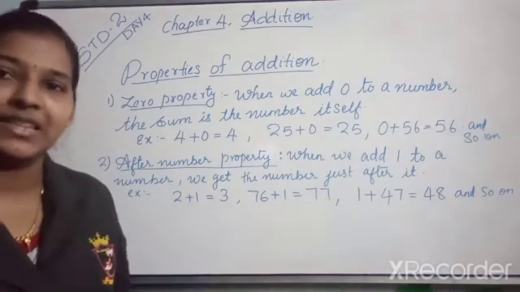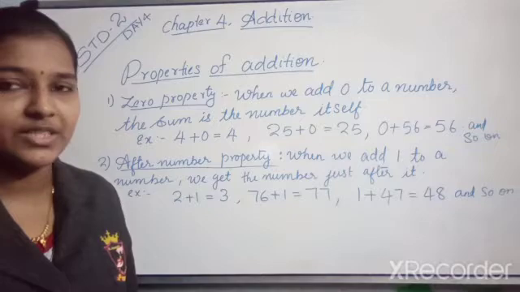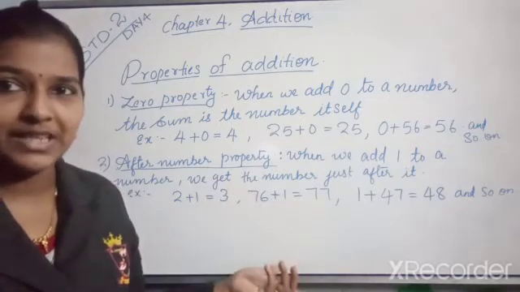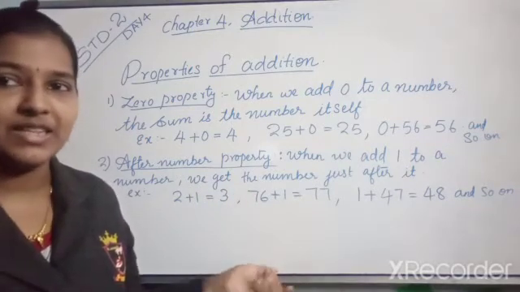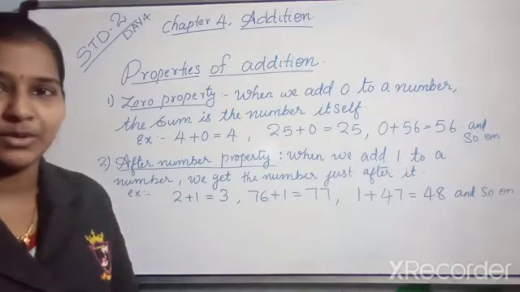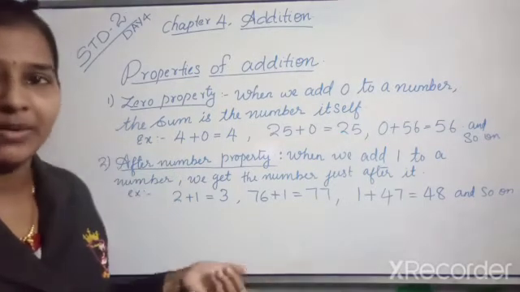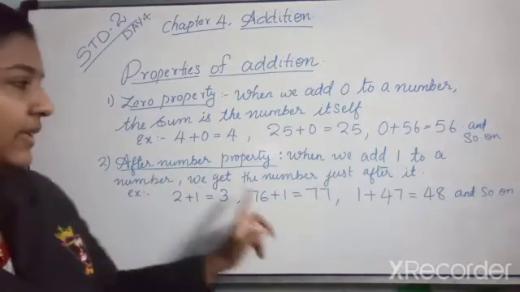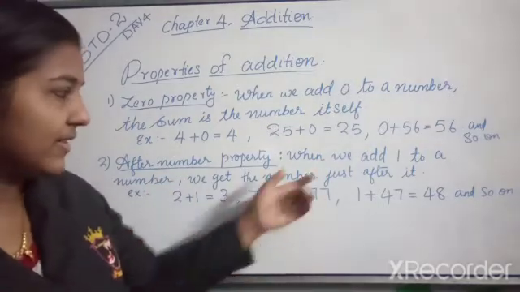After number has another name, that is successor. Children, after number has a name, successor. We can use the word successor also to say the after number. So, after number property. What does it say? Let's check.